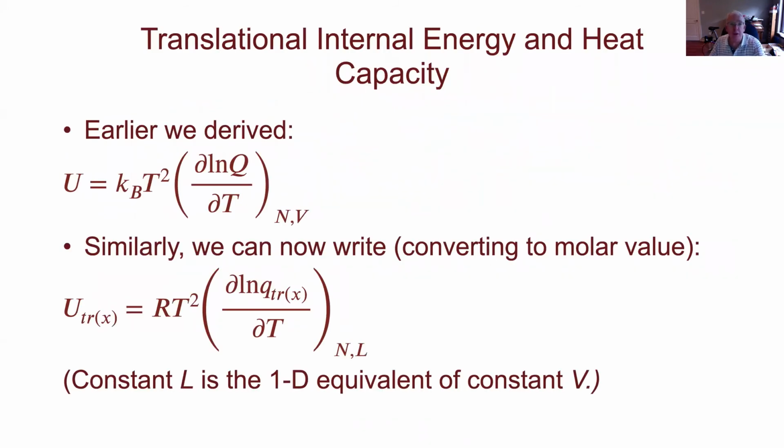We can talk a little bit about how this translational motion contributes to the energy and to the heat capacity, right? My internal energy expression is up top, and so I can just write a version of that that says the translational contribution to the internal energy looks like this. This is a little bit weird here. The constant volume piece turns into constant length because we've gone to 1 dimension here, right? The shift from k up here to R down there has to do with making it a per mole value, right? So we could do that either way.